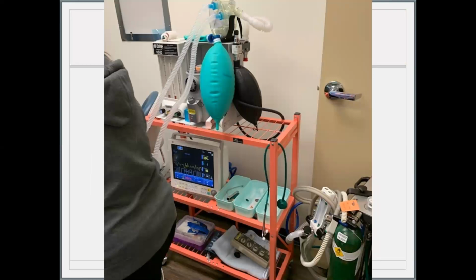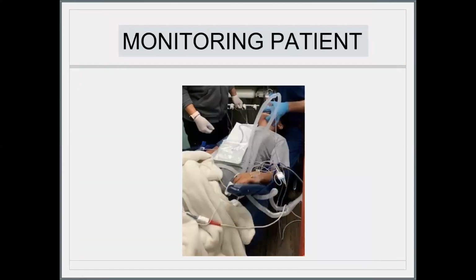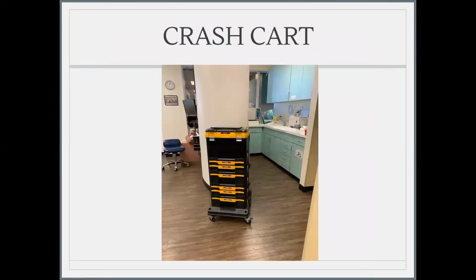Here's a picture of one of our capnograph machines and nitrous oxide. We have the patient's mom here putting the face mask on the patient so he's not frightened. And again, monitoring the patient is key. You need to have him hooked up to monitors for the oxygen level. You can see the respiratory and oxygen carbon dioxide exchanges through the capnograph. And most of all, you need a crash cart.